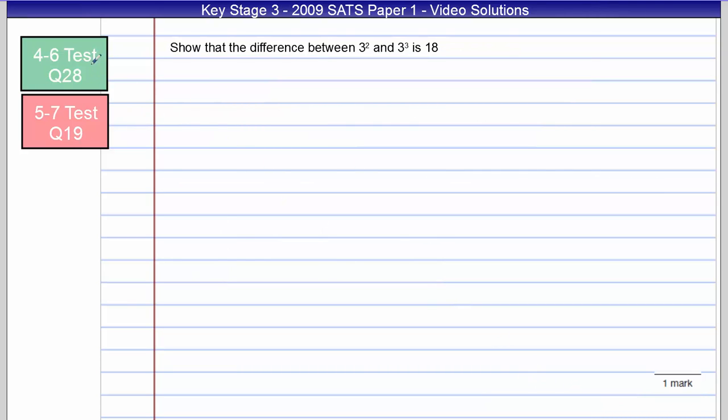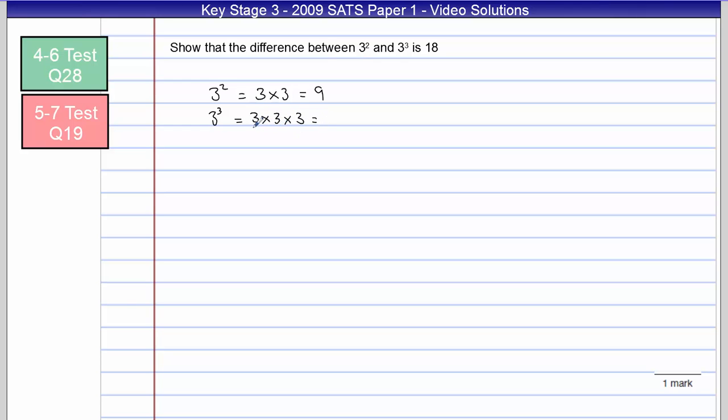Question 28 on the 4-6 test, question 19 on the 5-7 test. Show that the difference between 3 squared and 3 cubed is 18. All we've got to do for this is work them out. 3 squared means times 3 by itself, and that gives us 9. 3 cubed means times 3 by itself 3 times.